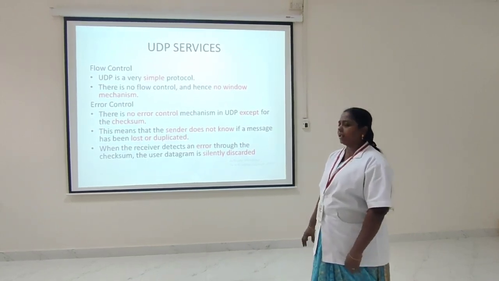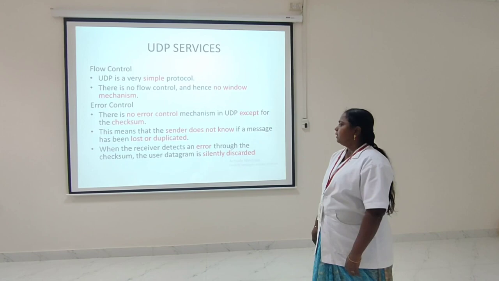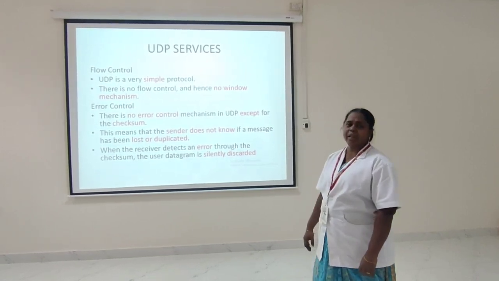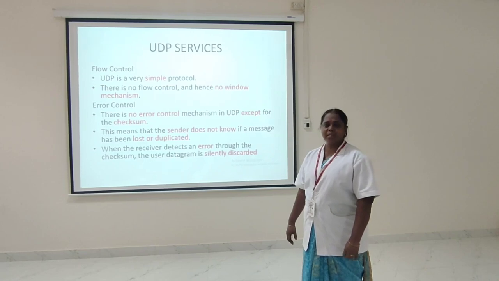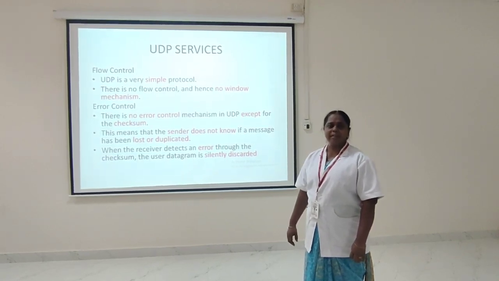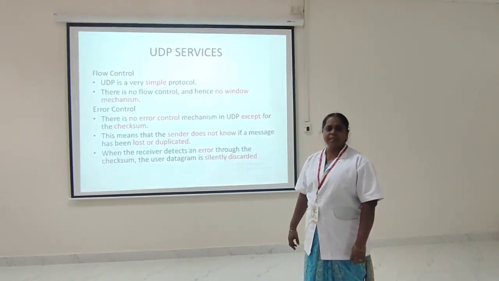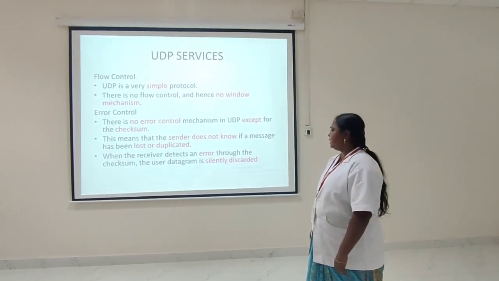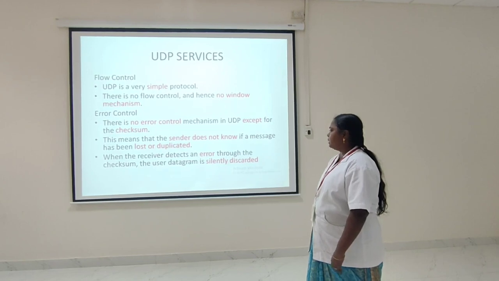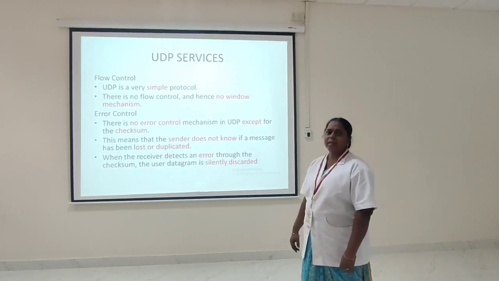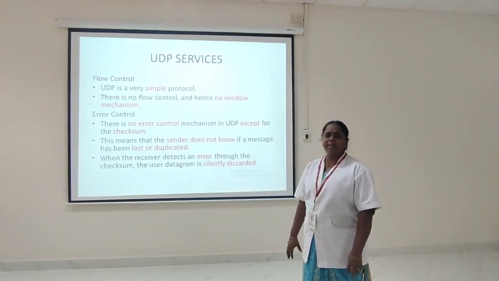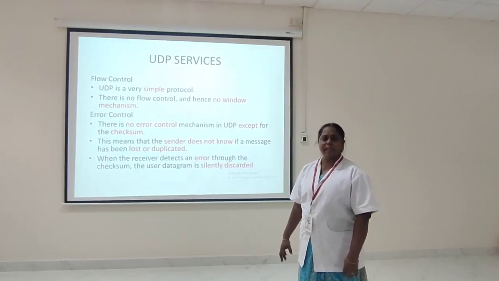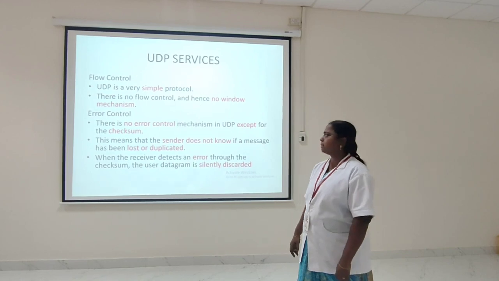Error control. There is no error control except the checksum. This means that the sender does not know if the message has been lost or duplicated. This is one of the disadvantages of UDP. Once a packet is sent, there is no confirmation that it was received at the receiver end. When the receiver detects an error through the checksum, the user datagram is discarded. So if any packet is found to be missing, it is discarded, and there may be a loss of packets. Next.